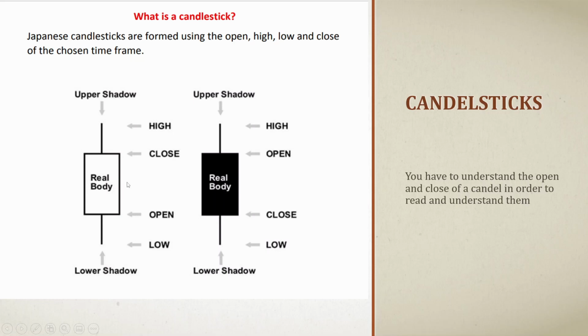At this candle there was more buying pressure, and at this candle there was more selling pressure. So when there is more selling pressure, the candles go down. When there's more buying pressure, the candles go up. So you have to understand the open and closing of a candle in order to read them and understand them. I hope you understand this now.